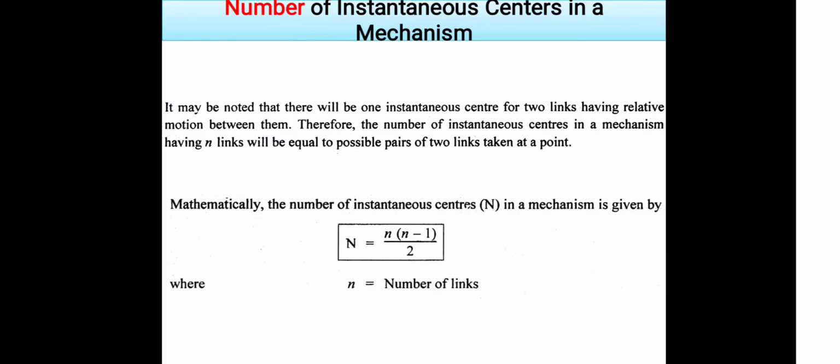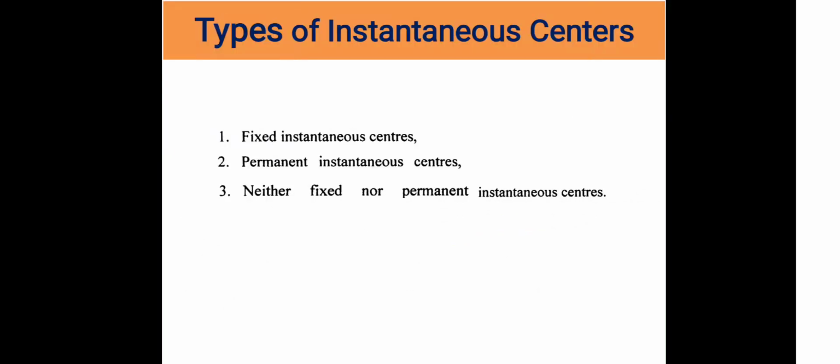Number of instantaneous centers: it may be noted that there will be one instantaneous center for two links having relative motion between them. Therefore the number of instantaneous centers in a mechanism having n links will be equal to the possible pairs of two links taken at a time. Mathematically, the number of instantaneous centers N in the mechanism is given by N = n(n-1)/2. In this equation, small n indicates the number of links.